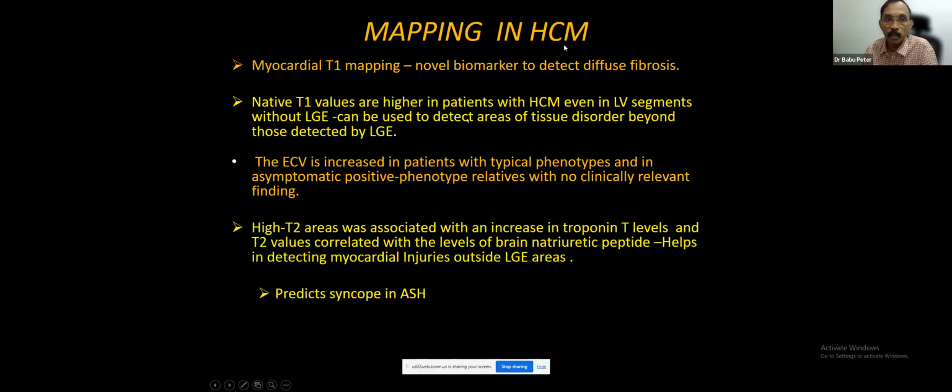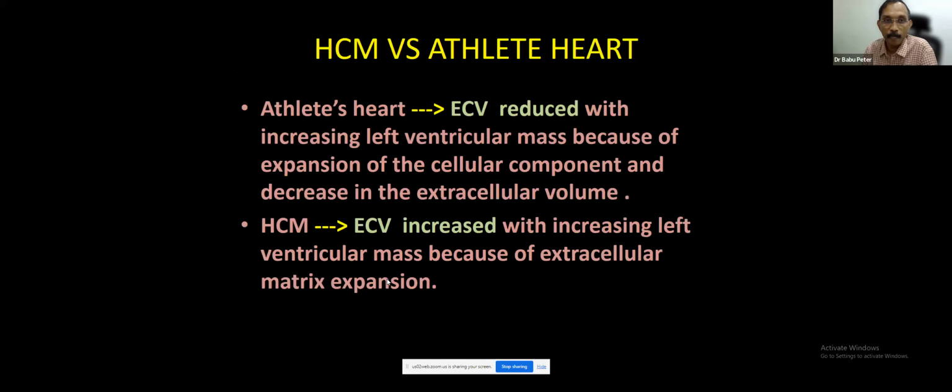So mapping in hypertrophic cardiomyopathy may play a role, where T1 values are higher in patients even in LV segments without late gadolinium enhancement and can be used to detect areas of tissue disorder beyond those detected by late gadolinium enhancement. ECV is also increased in patients with typical phenotypes and in asymptomatic genotype-positive relatives. High T2 areas in hypertrophic cardiomyopathy were associated with increased troponin T levels, and high T2 values correlated with the levels of brain natriuretic peptide and can help in detecting myocardial injuries outside the LGE areas.